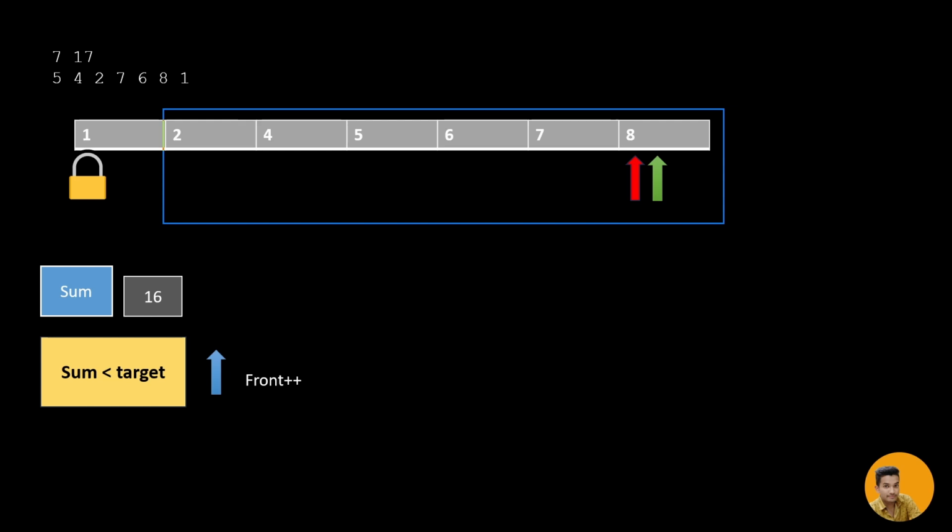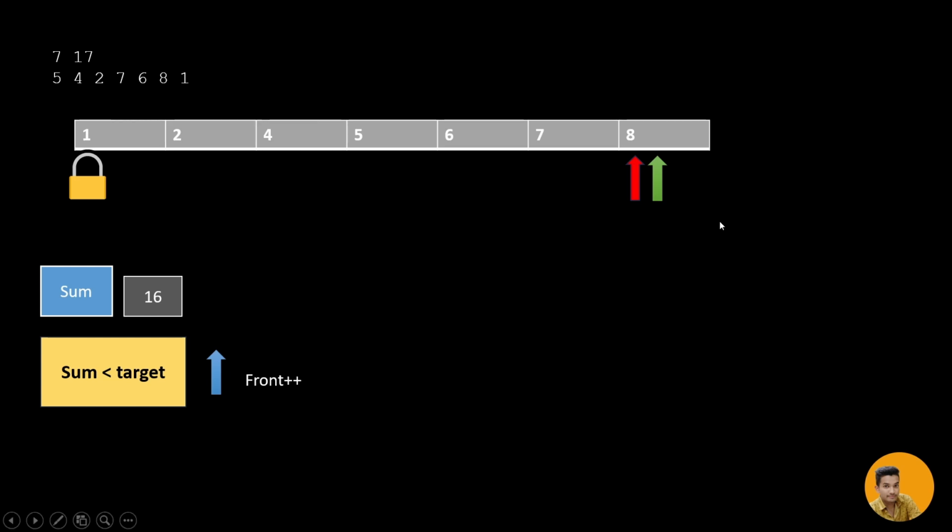So in this section we were unable to find it, so we will unlock the index and we will increase the locking index. Clearly this locking index is also a pointer, don't think of something else. I've just represented it in a visual manner. Now we have the locking index pointing at the second position.